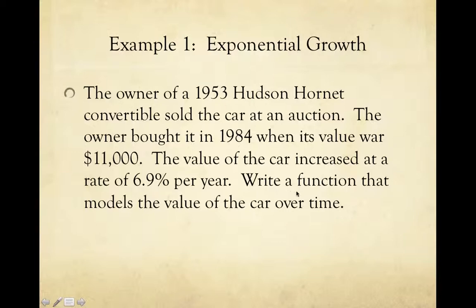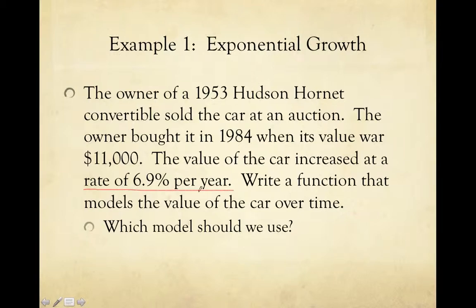So, the first thing we're asked to do is to write a function that models the value of the car over time. So, the first thing you should do is ask yourself which of those two models we should use. That's where this comes in. Because we're being told that our percentage rate is 6.9% per year, that tells us that we want to use the y equals a times 1 plus r to the t form. That percentage rate tells us this form.